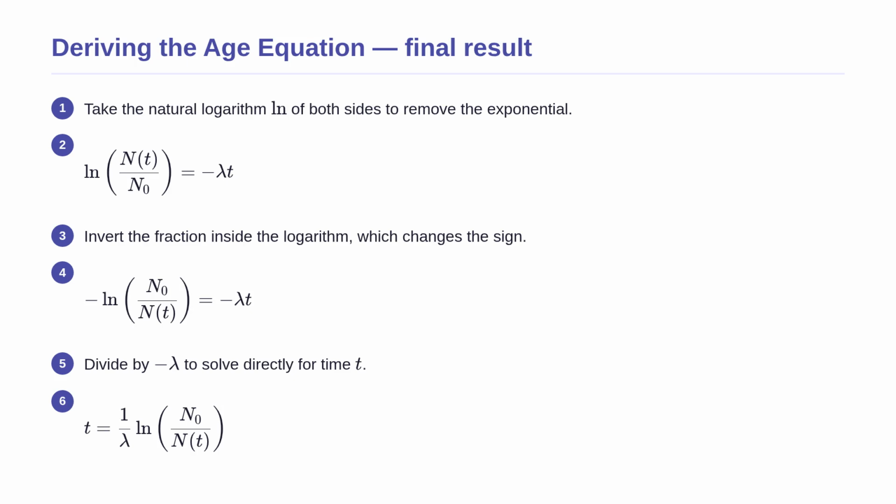Continuing our derivation, we need to bring the time variable down from the exponent. We do this by taking the natural logarithm of both sides, which mathematically reverses the exponential function. This leaves us with negative lambda times t on the right. Next, we use a property of logarithms. Inverting the fraction inside the log flips the sign, giving us negative natural log of N0 over N of t. Finally, we divide both sides by negative lambda. The negatives cancel out, and we arrive at our final practical formula for time. This is the exact equation we used to date the dinosaur extinction.